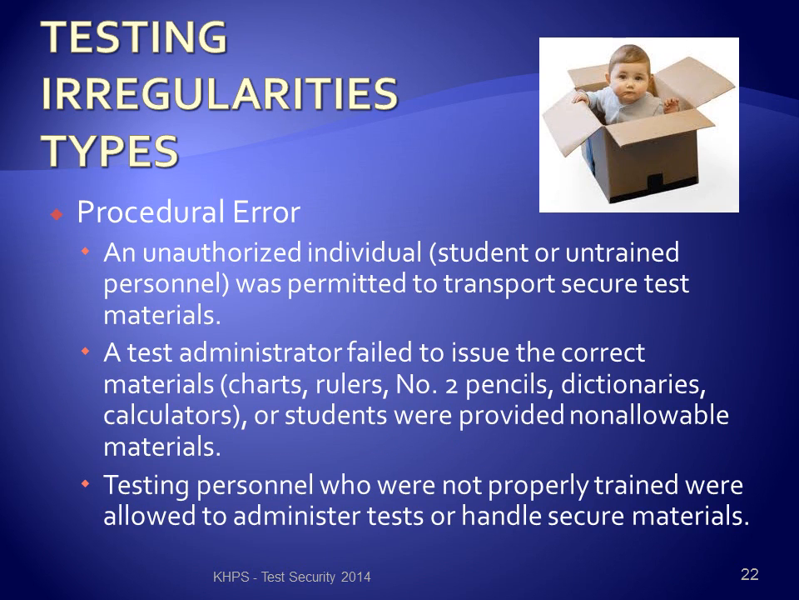There are also procedural errors. So an unauthorized individual is asked to move some of the secure testing materials, or a test administrator doesn't issue the correct materials to students, or students were provided more materials than they were supposed to be given. Testing personnel who were not properly trained were allowed to administer tests or handle secure materials. All of these types of things would be considered a procedural error.